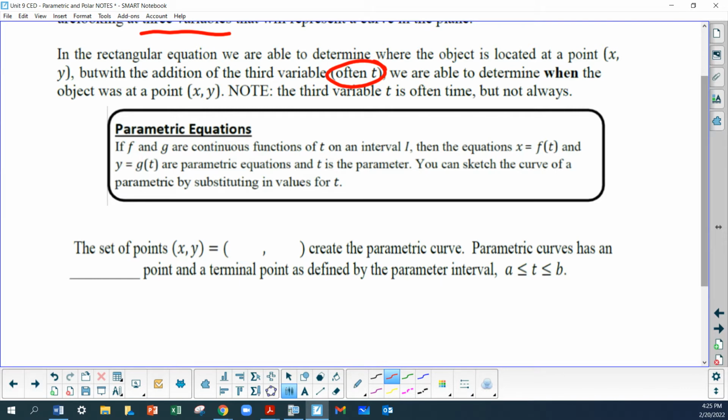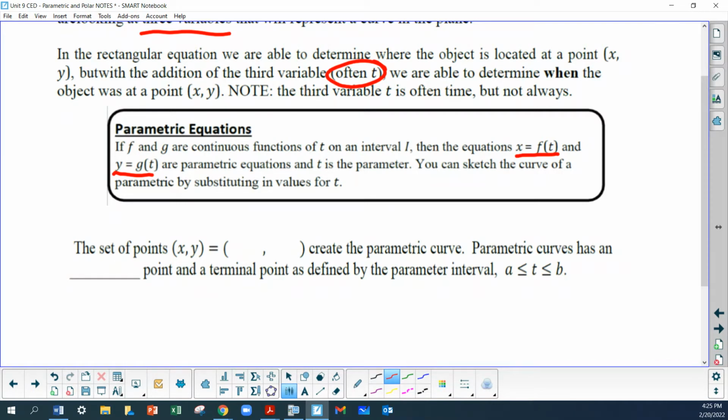Parametric equations in the box says if f and g are continuous functions of t on the interval I, then the equations x equals f of t and y equals g of t are parametric equations, and t is the parameter. So we can see how x is going to be written in terms of a t value, and y is going to be written in terms of a t. And both x and y each have their own separate functions to define them.